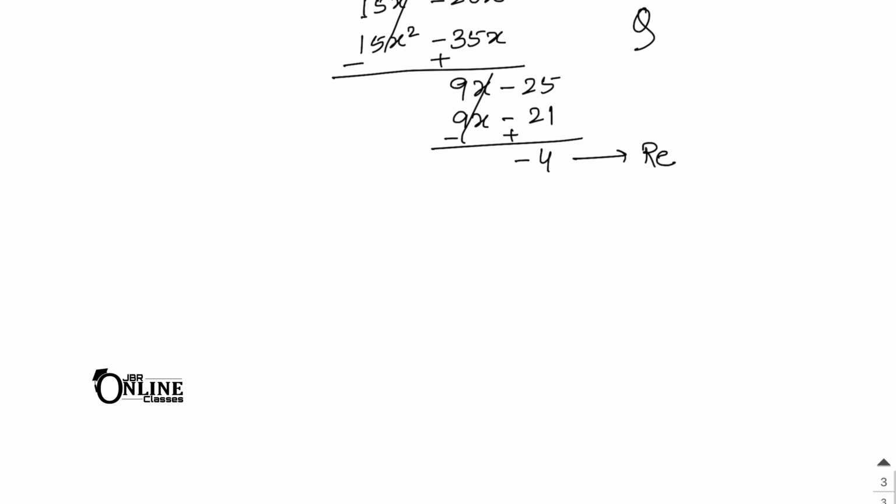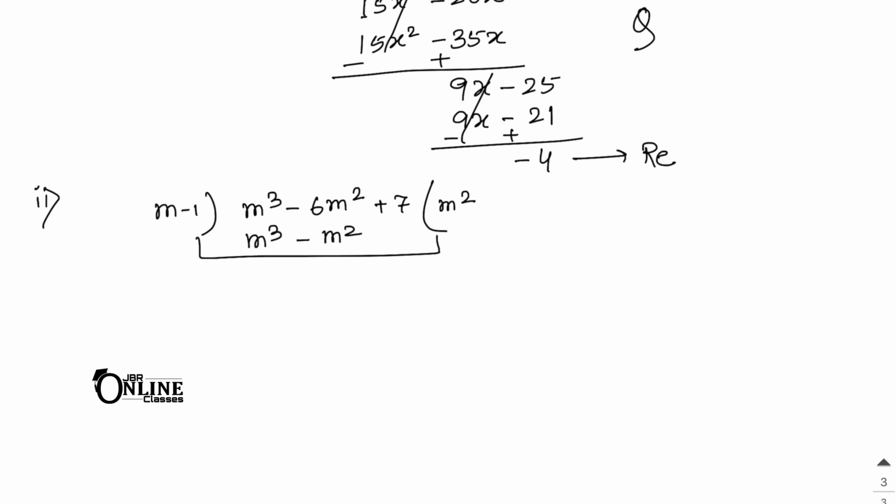Now number 2. So number 2, you have m minus 1 as your divisor, and here m cube minus 6m square plus 7 as the dividend. So first one will be m square, then it will be m cube minus m square. Clear? So minus, and then here plus. So m cube cancel out, minus 5m square plus m. Now write down here minus 5m.